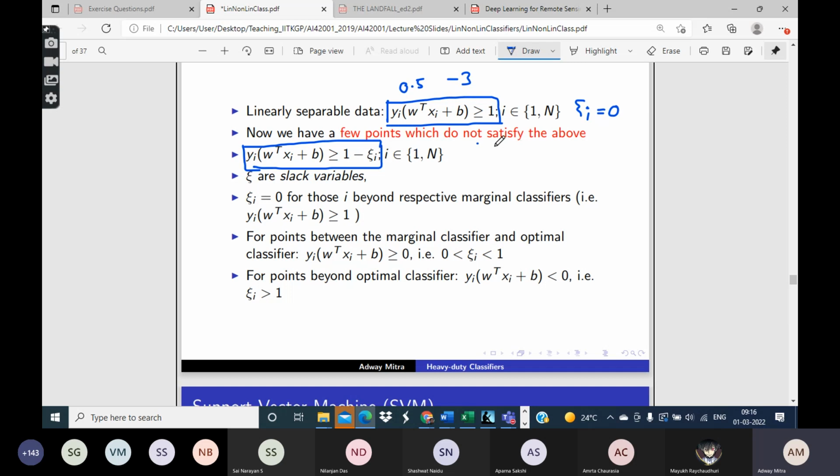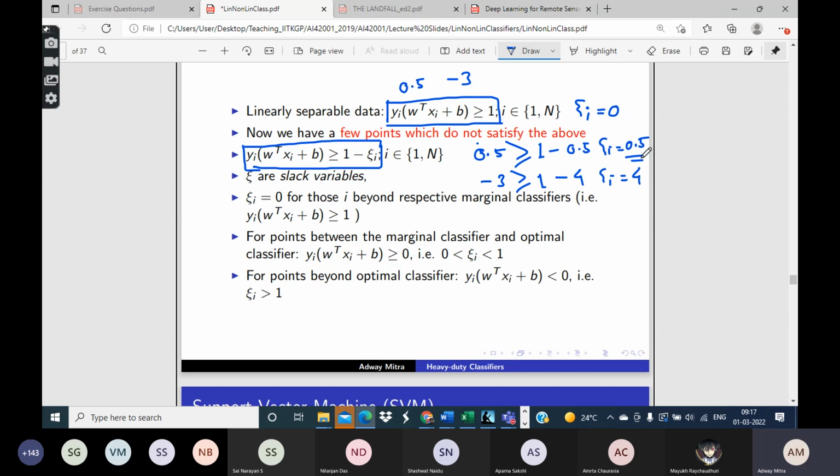So in the first case, I will say 0.5 is greater than or equal to 1 minus 0.5. So I have basically put xi i equal to 0.5 in this case. Similarly, in the case of -3, I can say that -3 is 1 minus 4, so xi i is equal to 4. Of course, xi i can be something else also. It need not be 0.5. It can be say 0.7 or 0.8 or 1 also. But this is the minimum value of xi i for which this is going to be satisfied.